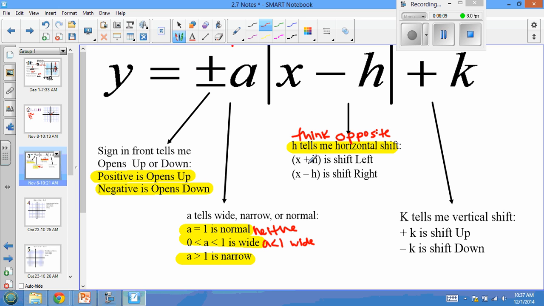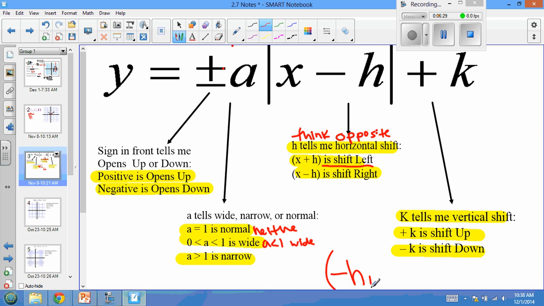So if you have a positive H, the opposite of positive is negative, which means it will be left. And if you have a negative, it's shifting right. K tells you your vertical shift. Okay, and the outside stays the same. If it's positive, it shifts up. Negative, it shifts down.